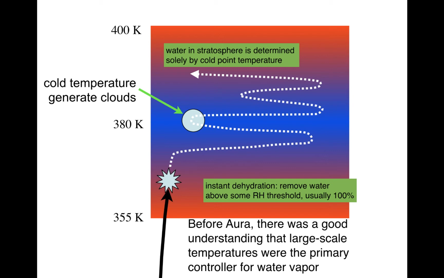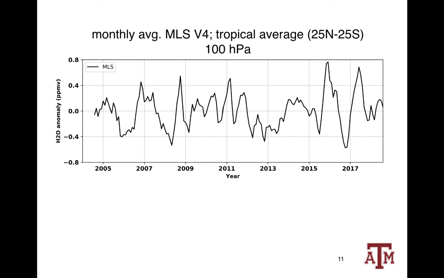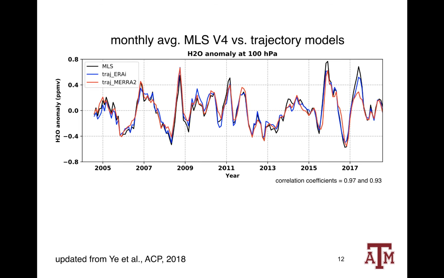And so I'll show you how well it does. This is some MLS data. So it's tropical, 100 millibar, tropical average, 100 millibar monthly data. And you can see it has a lot of bumps to it. And so if we run our trajectory calculation, it only looks at the minimum temperature. It does a fabulous job. I mean, if you were going to make up data, you probably wouldn't make it look that good.